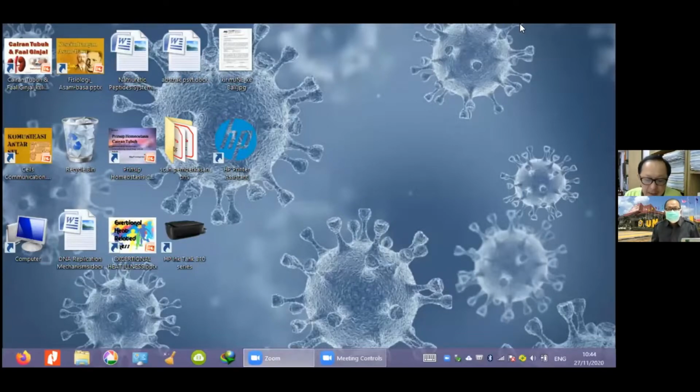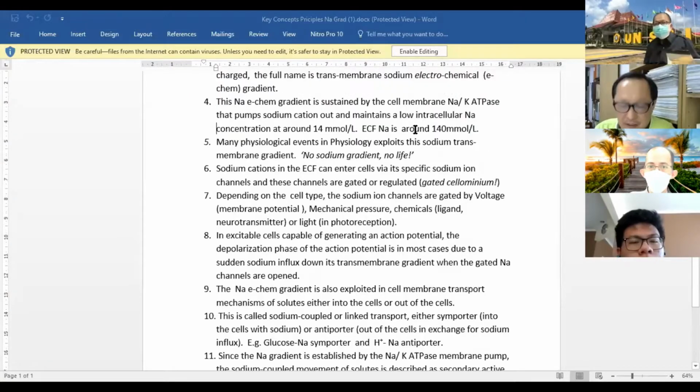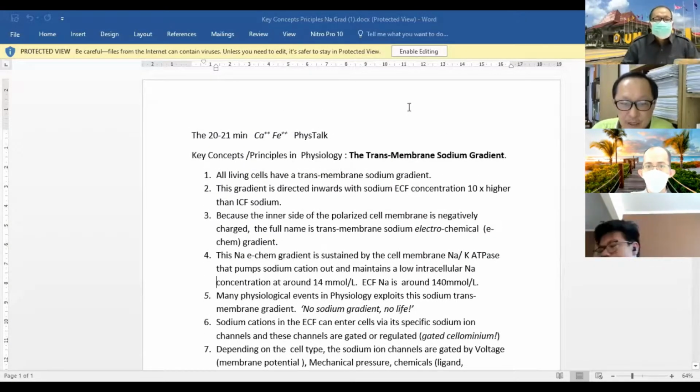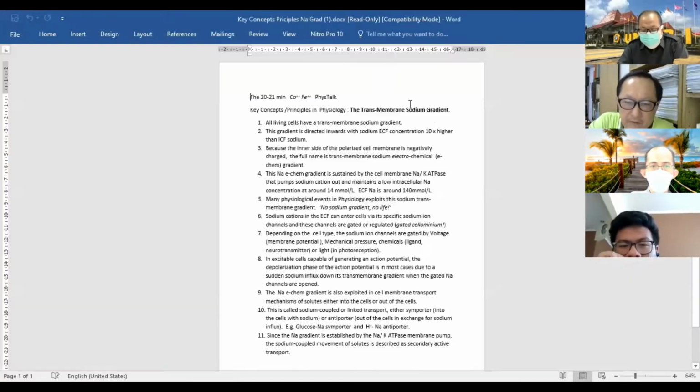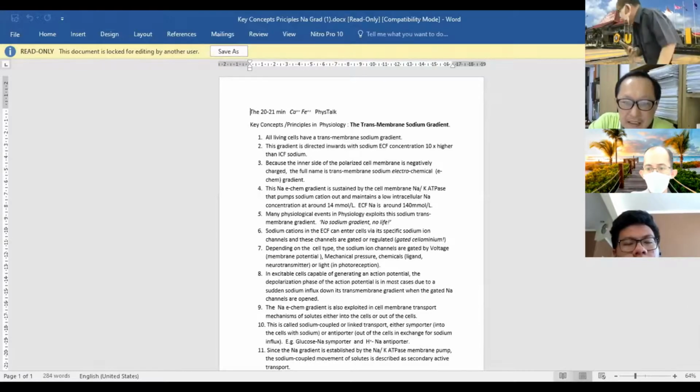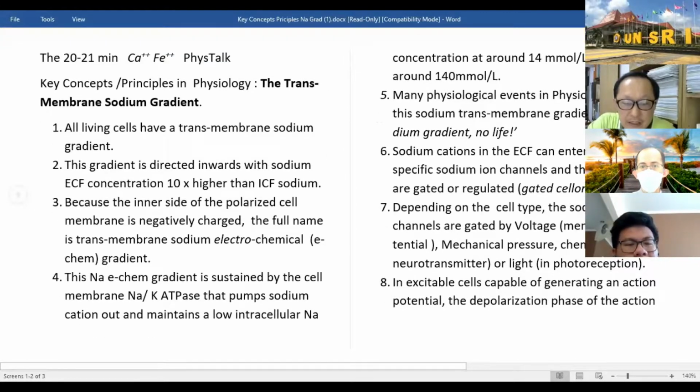Third point, for the first years, you will learn soon that all living cells are also electrically polarized. And this means that if you look at the external surface of the cell membrane, it is slightly positively charged. And the inner membrane is slightly negatively charged. So all living cells are polarized.